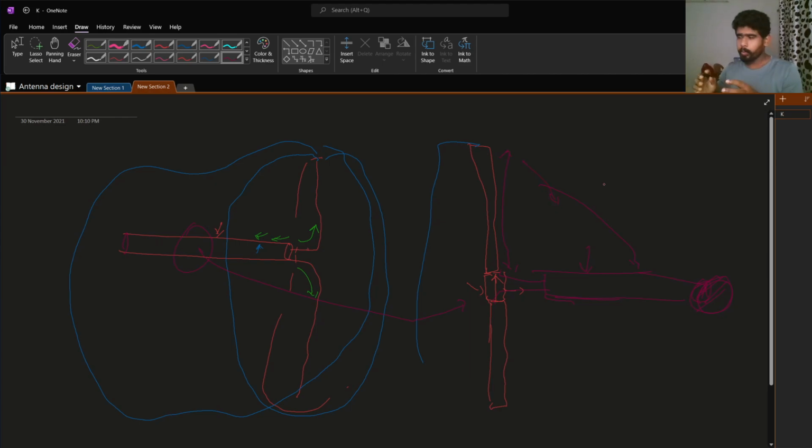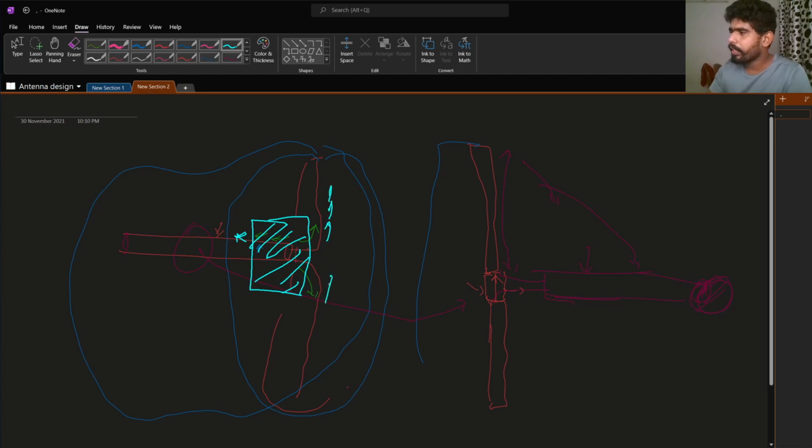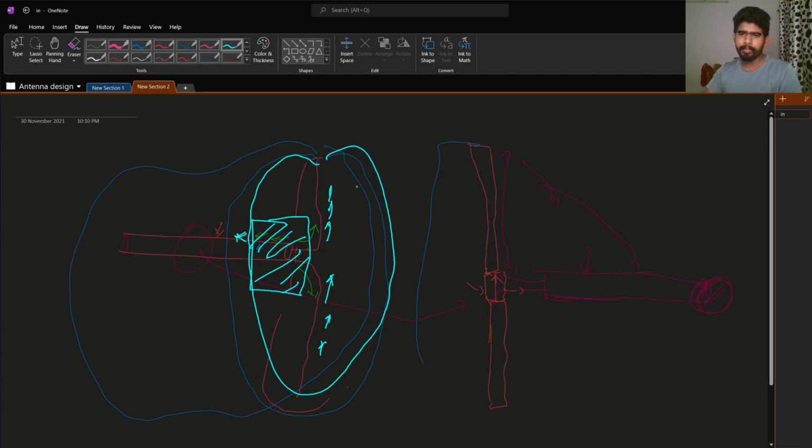To solve that issue, what you can do is put a balun here. I will explain the theory of the balun in another video. The balun will block the currents going to the shield. It provides high impedance for the currents which go to the shield. So all the currents are forced to go only in this direction. At that time you will again get the expected pattern.